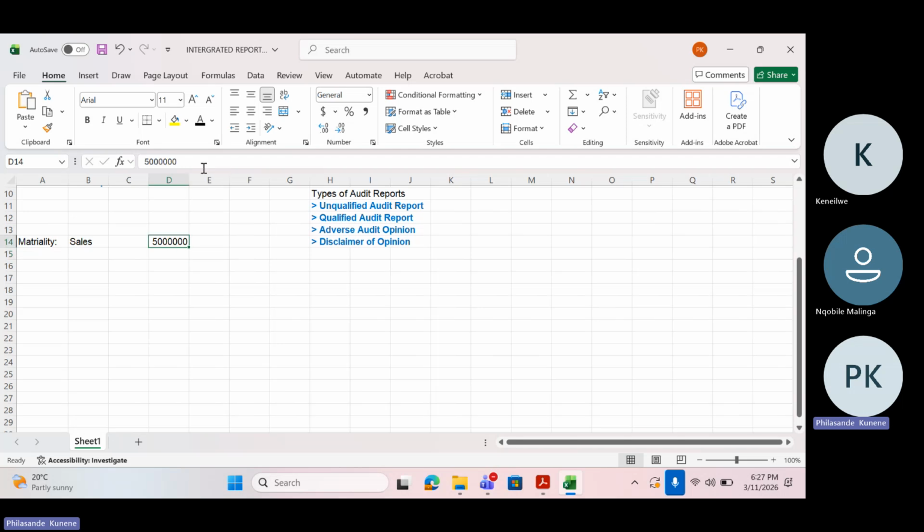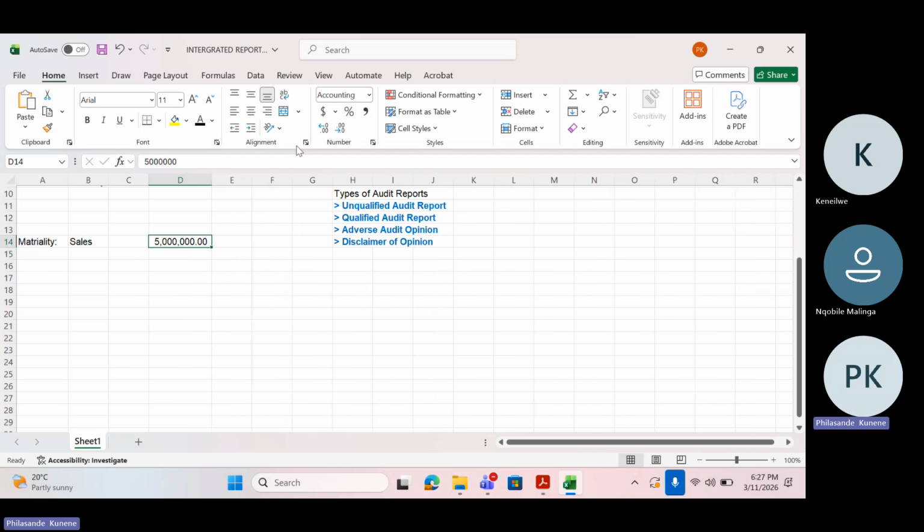For example, in the income statement, you made sales or revenue. We have sales less cost of sales. Let me say less cost of sales. Maybe cost of sales are giving you 3,600,000.